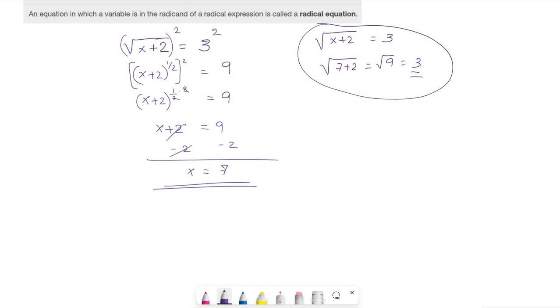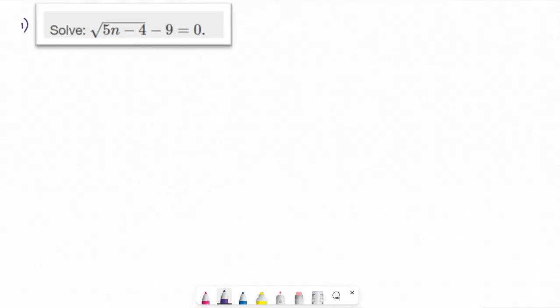So which value of the variable satisfies the equation? That is a solution of any equation, and if it contains a radical, it is called a radical equation. And this is the way in which we are going to find the value of the variable from that one. Got it? Yep. And now let us solve this one.